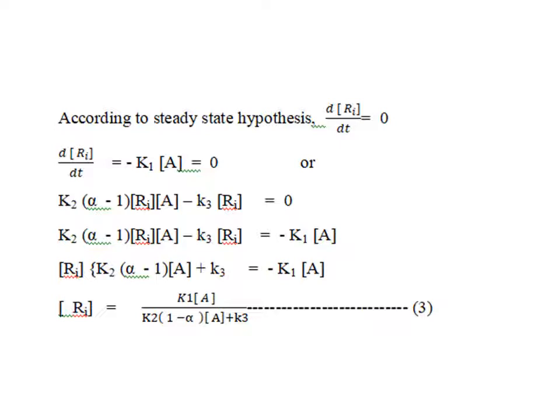From this we can calculate the concentration of Ri, that will be equal to K1A over K2 into 1 minus alpha into concentration of A plus K3. This is equation number 3.